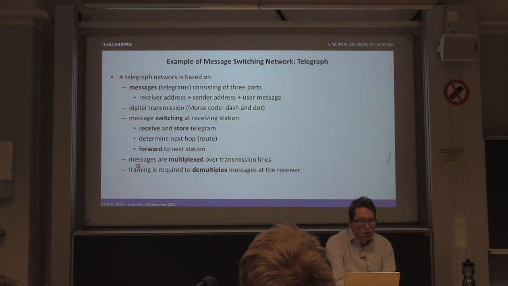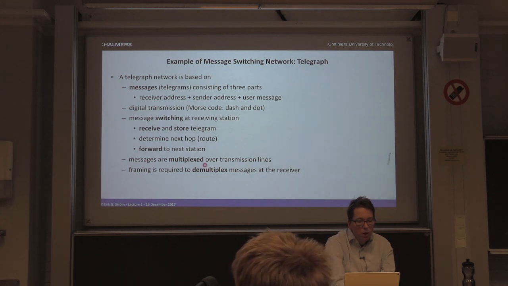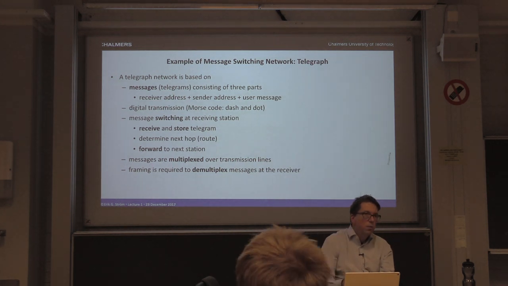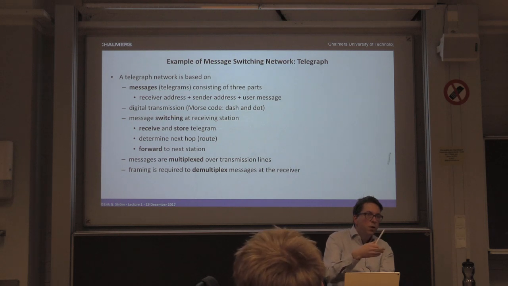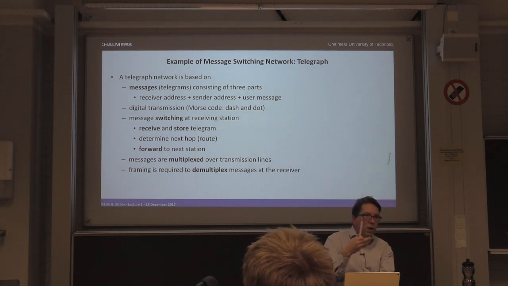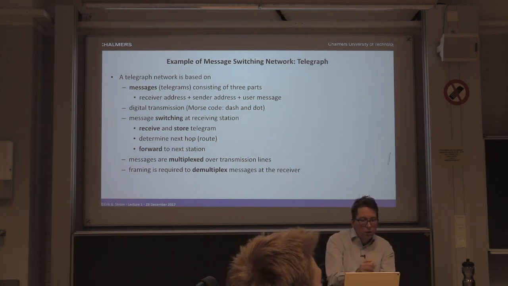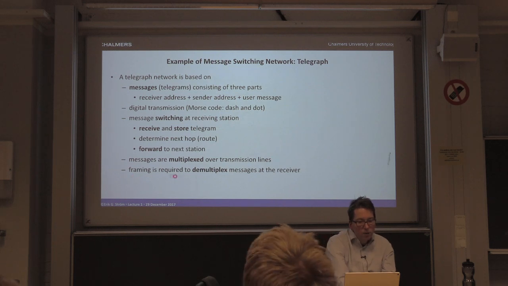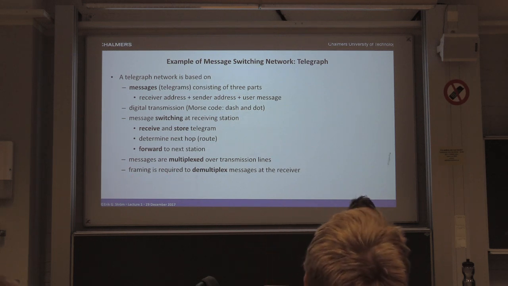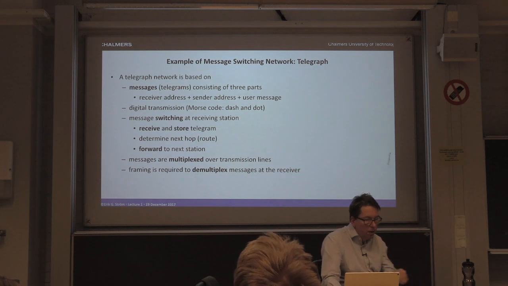Okay, multiple messages are multiplexed over these transmission lines, so we can transmit several messages with different destinations after each other on these transmission lines. And then we need something called framing, and that will be clearer when I do the example in a second here.